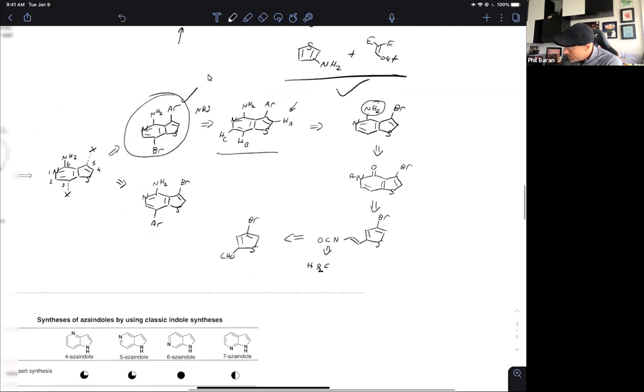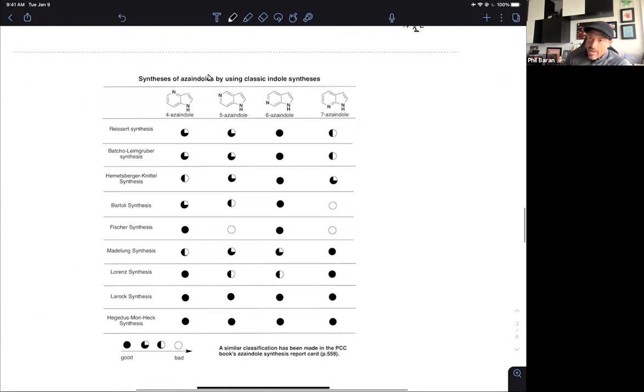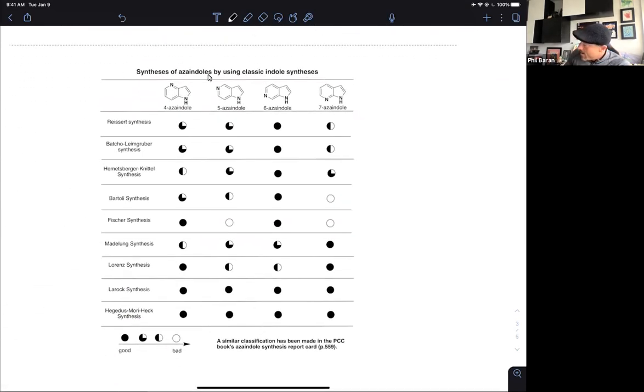Okay. Let's take a look at azaindoles now, the promised topic of this class. In the book, there is a chapter on azaindoles, with a Consumer Reports-like depiction of what types of syntheses might work well for each of these. You can learn why certain types of Fischers, for instance, may not be good, or certain types of Bartolis may not be good.